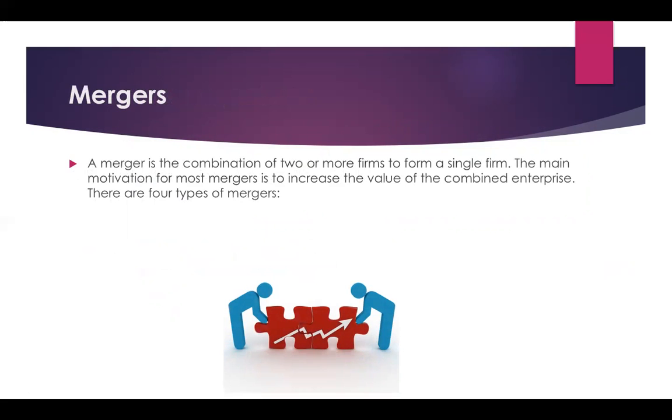So ultimately, a merger is a combination of two or more firms to form a single new firm. The main motivation of most mergers is to increase the value of the combined enterprise. And ultimately, there are four different types of mergers.